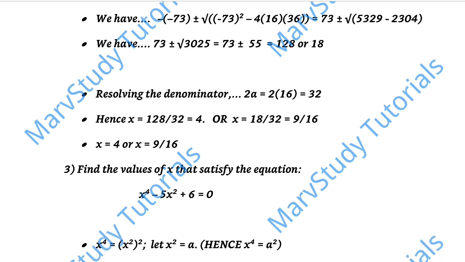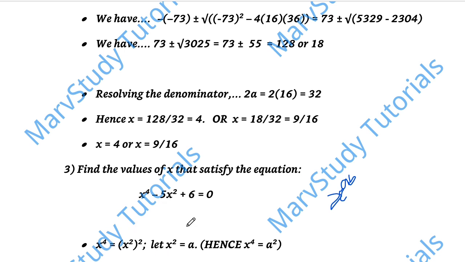So the step towards this is to use the power law of indices, which is that we have x squared raised to the power 2. X squared raised to the power 2 is the same as x raised to the power 4, because x raised to the power a, raised to the power b, is the same thing as x raised to the power ab. So then it could be written like this.